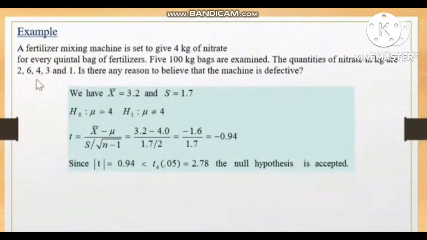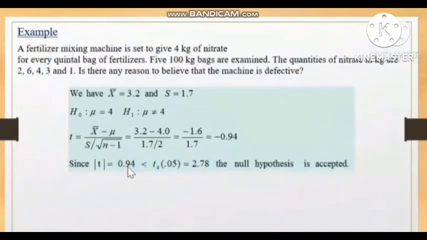So here we would find the sample mean, that is the mean of 2, 6, 4, 3, and 1. That comes to be 3.2. We would calculate the sample standard deviation of 2, 6, 4, 3, and 1. That comes to be 1.7. Our null hypothesis is mu equal to 4, because we have to test whether the machine is filling 4 kg of nitrate in each bag or not. And the formula is this. The value of T is coming to be 0.94.